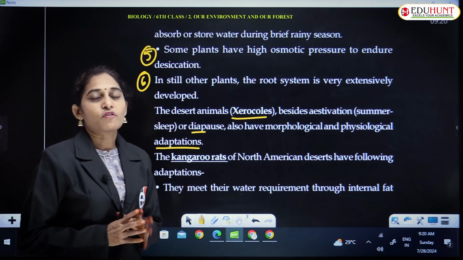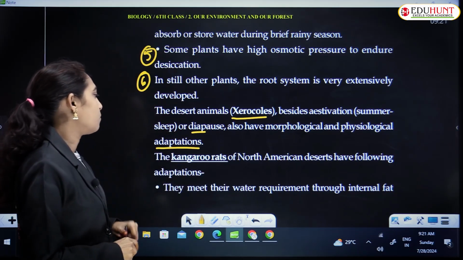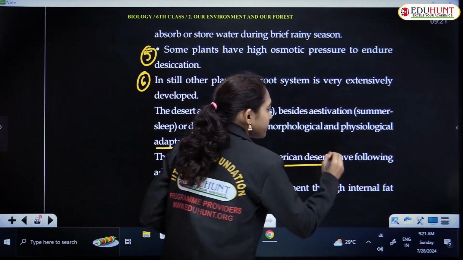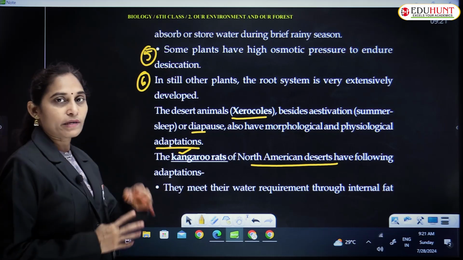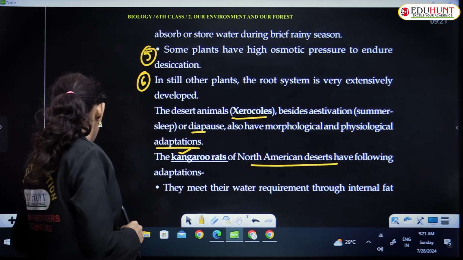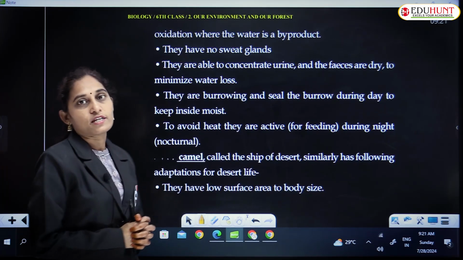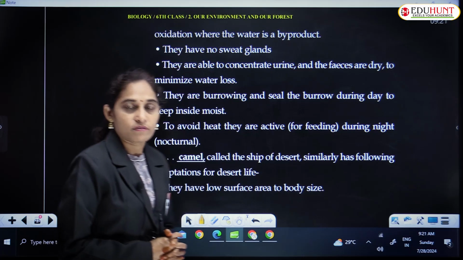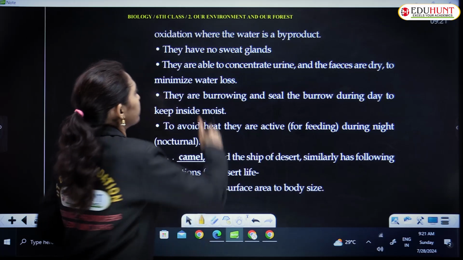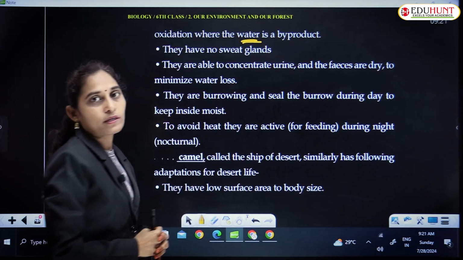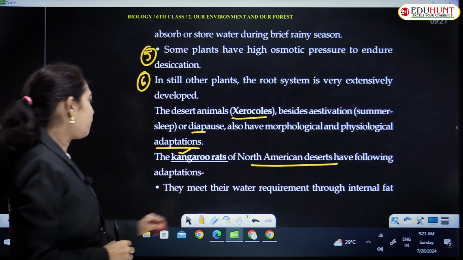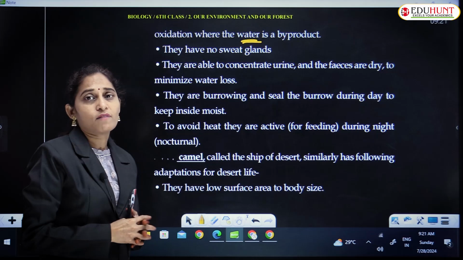ఇవి కాక ఇంకా మార్ఫలాజికల్ అండ్ ఫిజియోలాజికల్ అడాప్టేషన్స్ ఉన్నాయి. And kangaroo rats of North American deserts have these following adaptations. They meet the water demand by internal fat oxidation. Fat gets oxidized, during this process it releases water. Water is a byproduct of oxidation of fats. బాడీలో ఉండే ఫ్యాట్స్ ఆక్సిడైజ్ అవ్వడం వల్ల వాటర్ రిలీజ్ అవుతుంది.